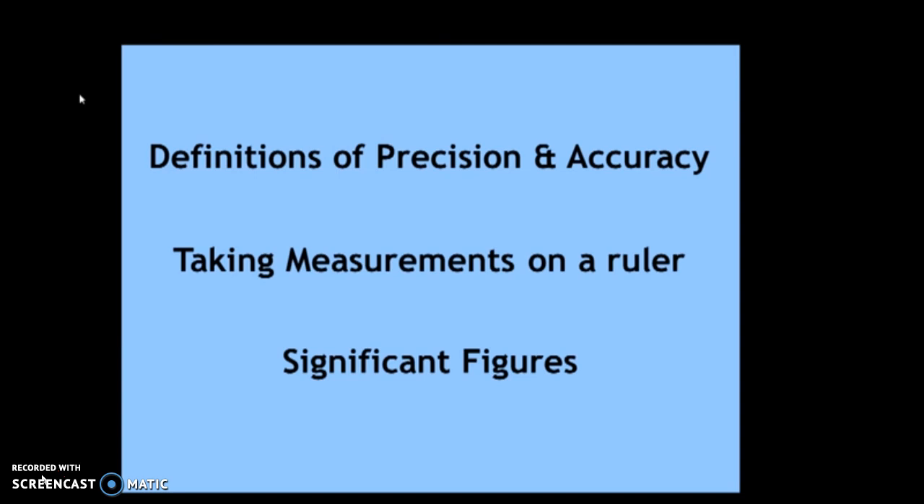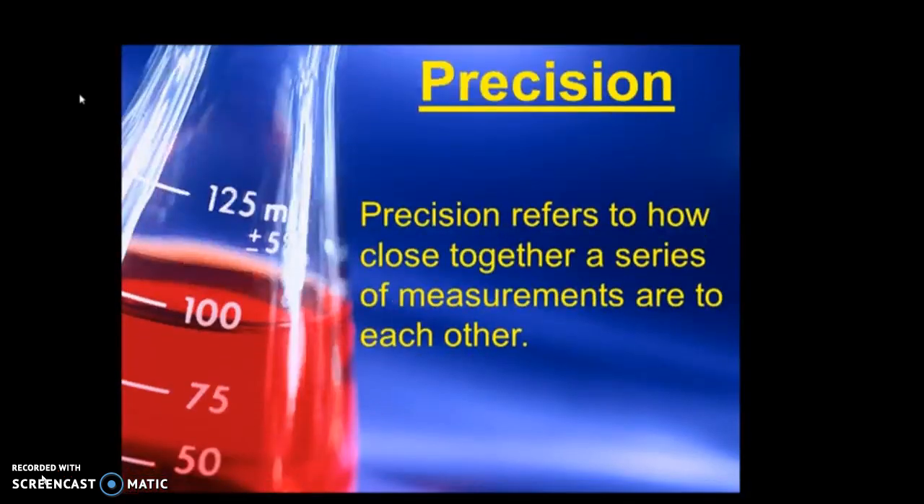What exactly are significant figures and how can you calculate the number of sig figs in a measurement? Okay, let's get started. Definition of precision. Precision refers to how close together a series of measurements are to each other. So that means that if you have several measurements and they are all very similar to each other, then that set of measurements is precise.